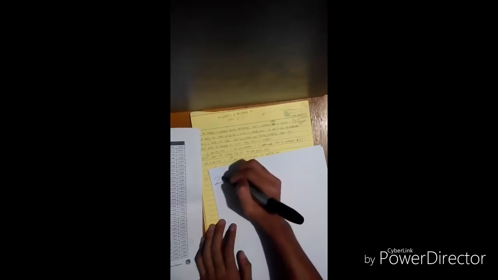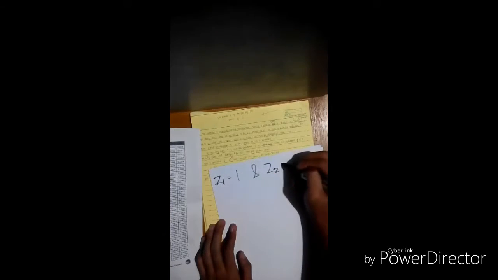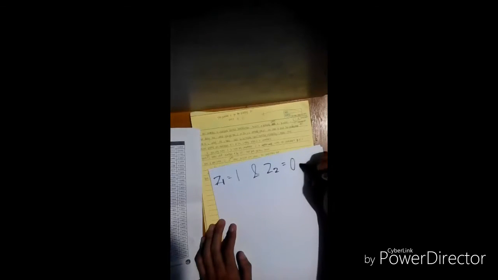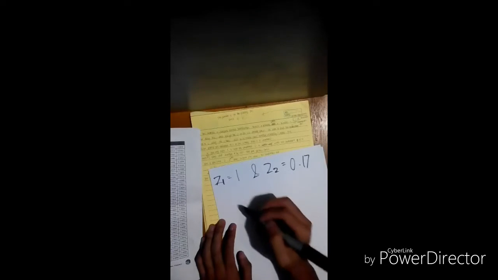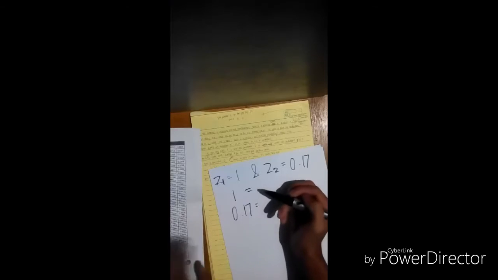As I said a while ago, for two Z values we need to just get the equivalent of each, then subtract them from each other, then multiply by 100. For example, you have Z sub 1 equal to 1 and Z sub 2 equal to 0.17. First thing, we need to find the equivalent of the two from our Z table.